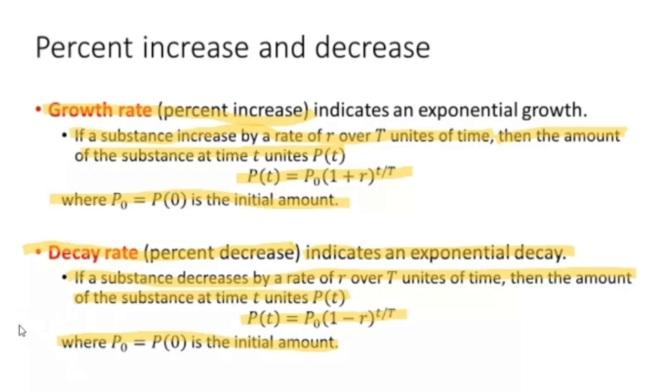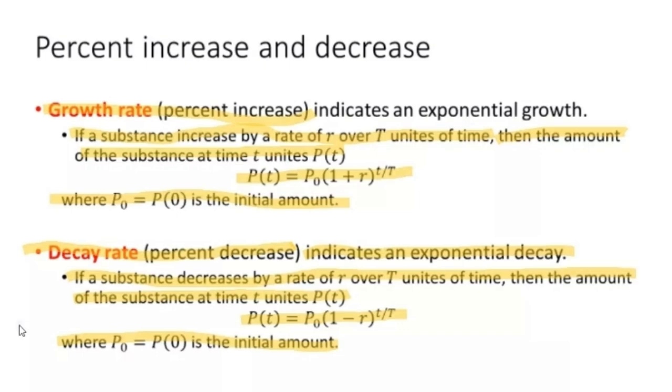The reason for the 1 minus r as the base is that the way we would calculate how much substance we would have left when we're given the decay rate is we would take our initial amount of substance and subtract our initial substance times the rate. We'll factor out the P sub 0, and we would be left with P sub 0 times 1 minus r. So effectively, we're multiplying by 1 minus r each time T units pass.